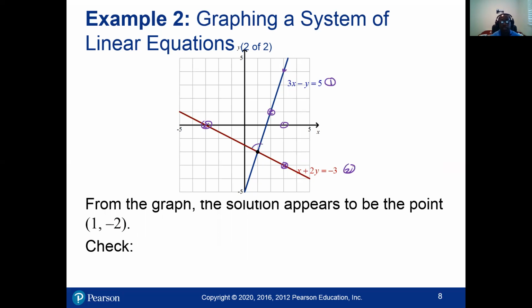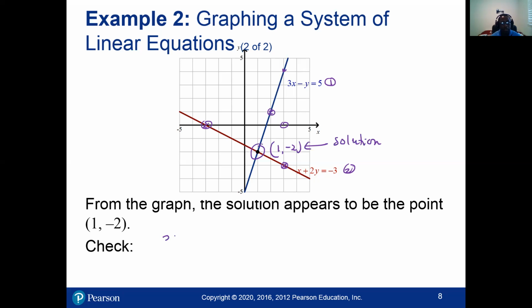So look at their point of intersection. What are the coordinates of this point? The x is 1, y is -2. And this becomes the solution. That's the solution to the system. Okay, we can check and see if that is correct.